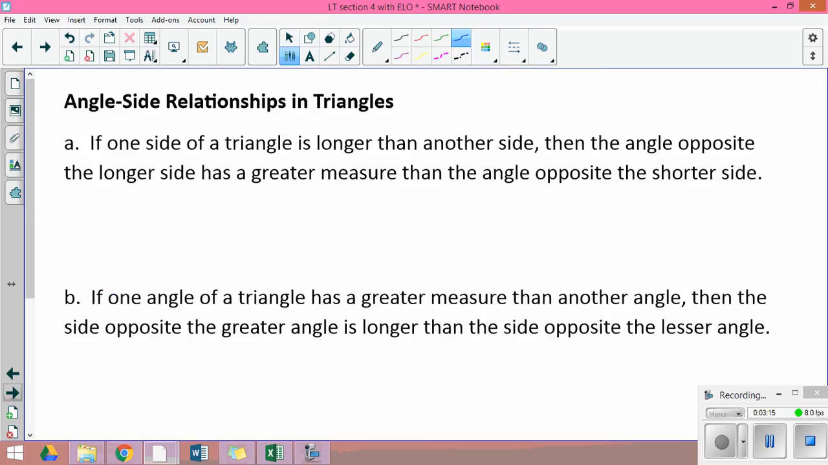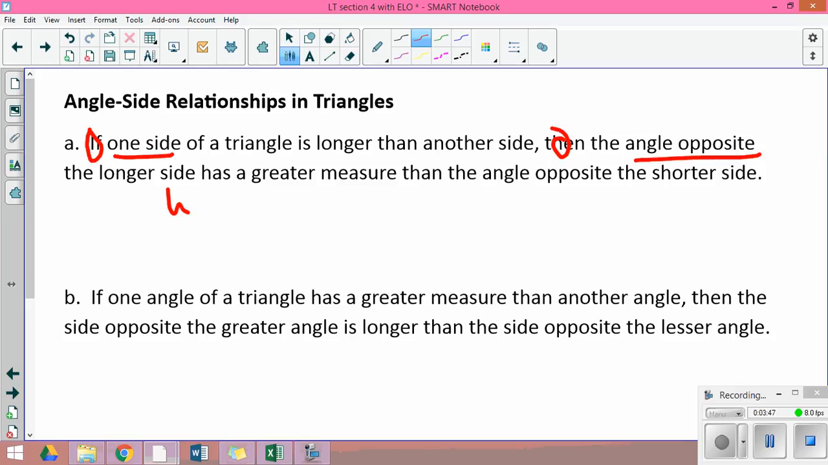So just to add a couple more ideas to your understanding of geometry and triangles, there are specific angle-side relationships in triangles that become very useful, more common sense on how to set these up, of knowing your answers are right or wrong, and just understanding how triangles are built. And the first one says, if one side of a triangle is longer than another side, then, so here's our if-then situation, the angle opposite the longer side has a greater measure than the angle opposite the short side.